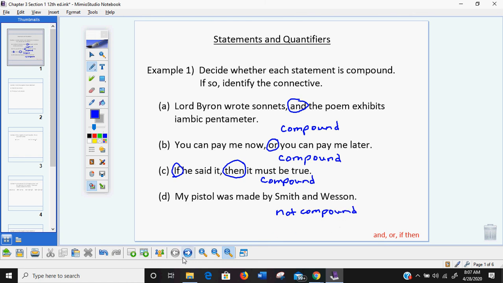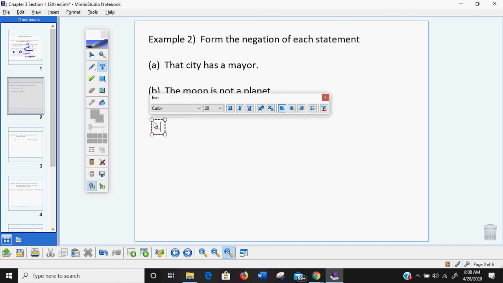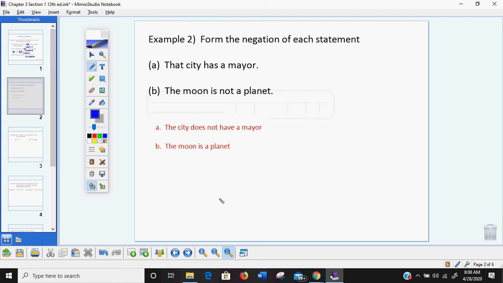Let's look at the next example. On this one it says, form the negation of. Okay, so we want to do the opposite. So the opposite of the city has a mayor would be part A. The city does not have a mayor. Let's do part B. The moon is not a planet. The opposite of that would be the moon is a planet. That would be the negation of both of those sentences.